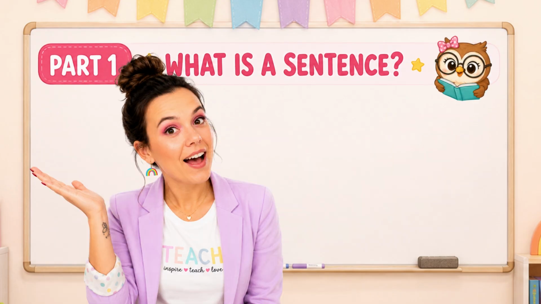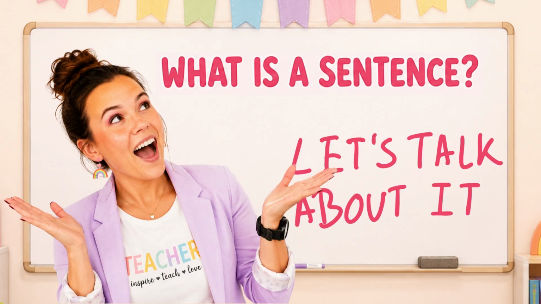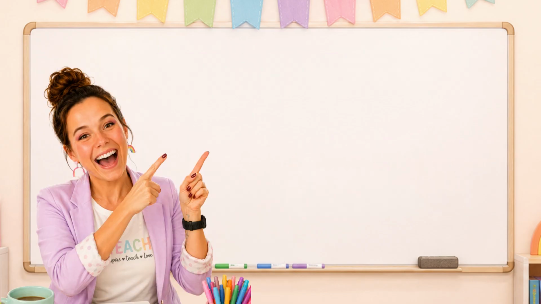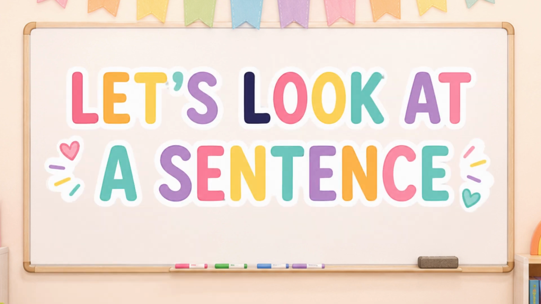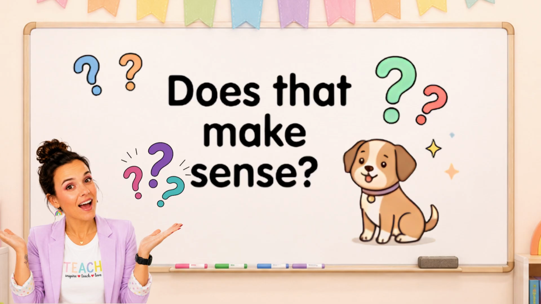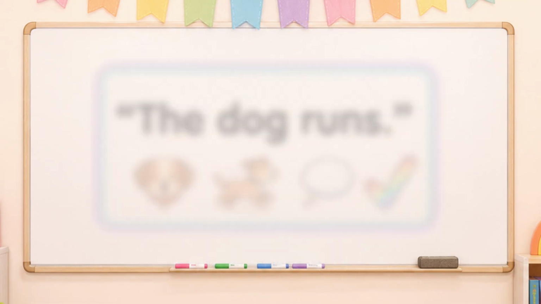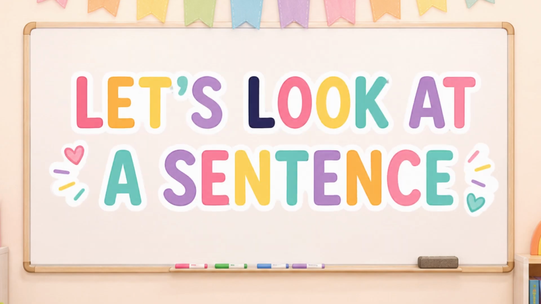What is a sentence? First, let's talk about what a sentence is. A sentence is a group of words that expresses a complete thought or idea. Listen to this. The dog runs. Does that make sense? Yes. We know who is running, and we know what the dog is doing. Now, listen to this. The dog.